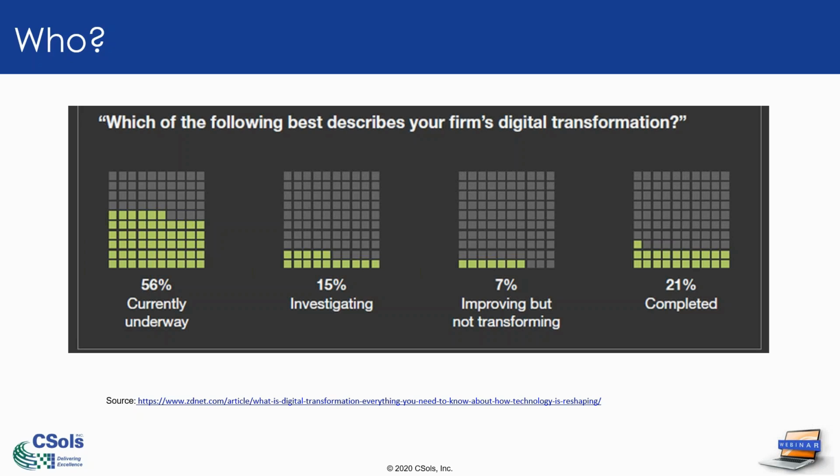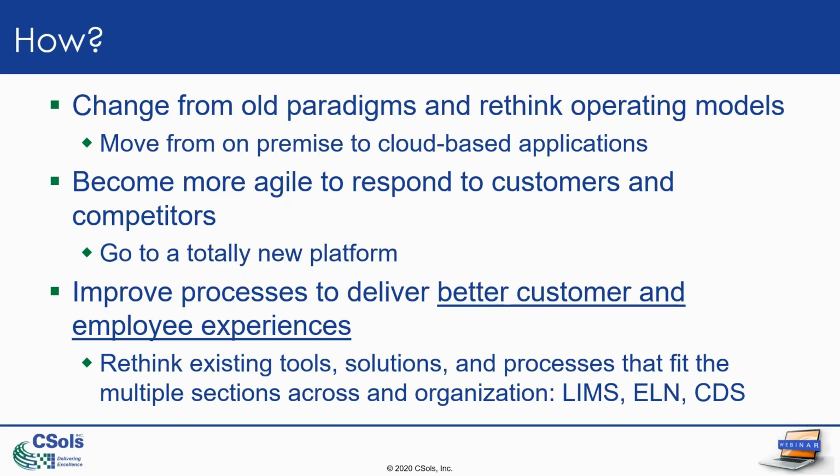The lab is a cost center. We need to cut costs. We need to adapt to this new environment. And we're going to start this transformation initiative. So how are companies doing that? Changing from old paradigms and rethinking existing operating models. This might mean moving from an on-premise physical server or even a virtual machine to cloud-based or software as a service applications, becoming more agile to respond to customers and competitors, going to a totally new platform.